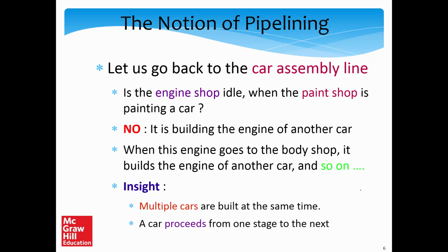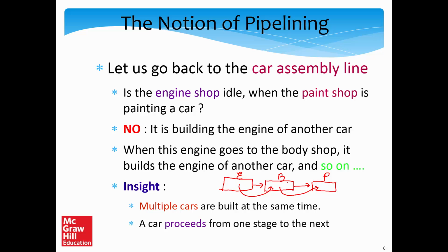Let's maybe draw a diagram. Let's assume there's a part of a car factory that's working on the engine, then this part of the car factory works on the body, and this part works on the paint. Once an engine moves from the engine shop to the body shop, the engine shop does not idle. The workers start building the engine of another car. Similarly, the moment the body of a car has been made, the body shop is not idle. Instead, we build the body of another car.